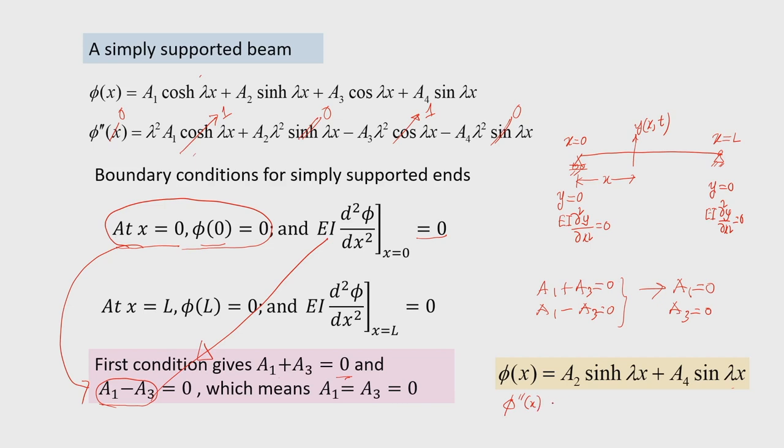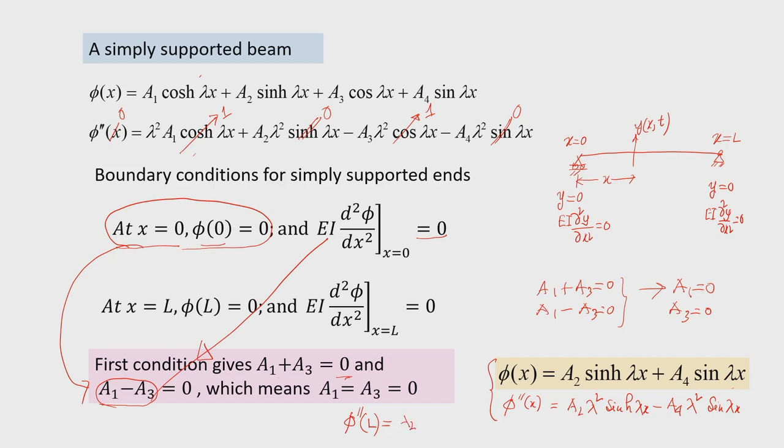So the second derivative will be a2 lambda square sine hyperbolic lambda x, and here if you carry out the second derivative, again the minus sign will come. So when you put x is equal to 0, you can see this is becoming 0 and this is also 0. Now x is equal to l, if you substitute, because now we are dealing with the boundary condition at the other end. So phi at l, phi double prime at l will give you, what will it give?